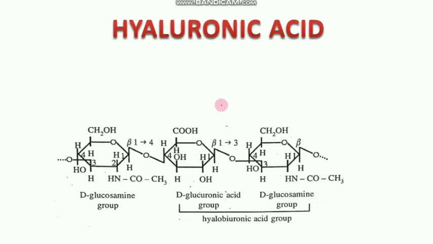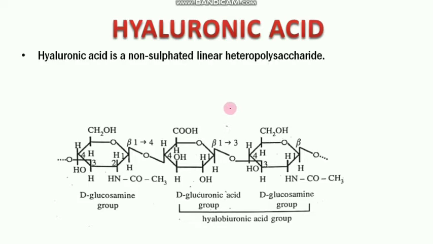Hyaluronic acid is a non-sulfated linear heteropolysaccharide. From the name non-sulfated, it means there is no sulfate present in the hyaluronic acid that is normally present in most of the other types of heteropolysaccharides. It's a linear polysaccharide. That means there is no branching happening in hyaluronic acid. So we can say hyaluronic acid is a non-sulfated linear heteropolysaccharide.